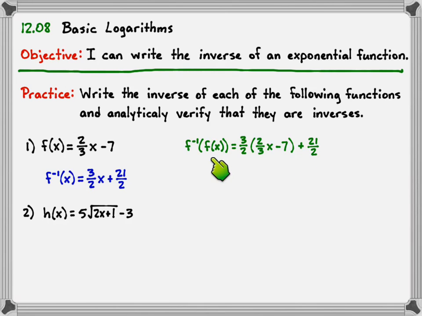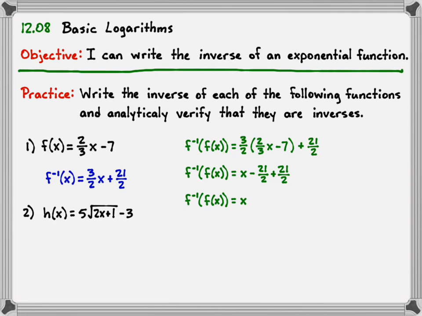Remember, if these are actually inverse functions, then once this is all simplified, you should get x as a result. If we distribute the 3 halves to the inside, we end up with x minus 21 over 2, and then the plus 21 over 2 cancels out, so you're just left with x. That's what verifies that they are inverses. If the inverse of f of f equals x, then you know they're inverses.